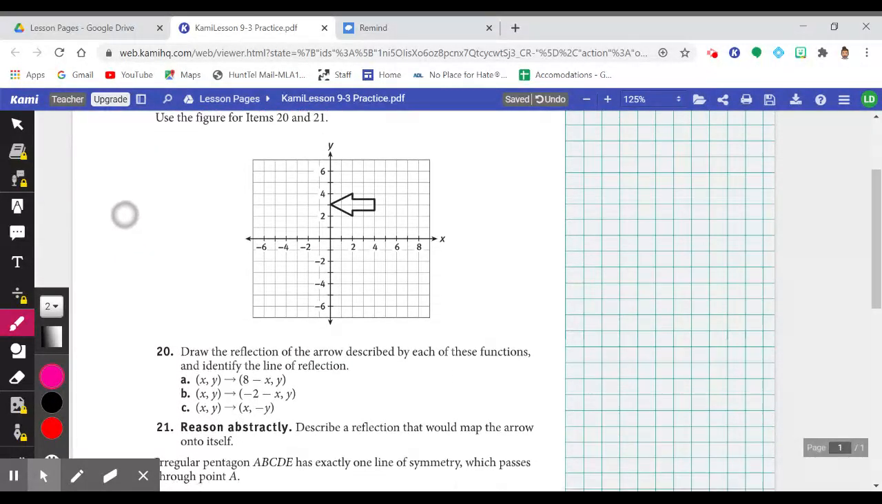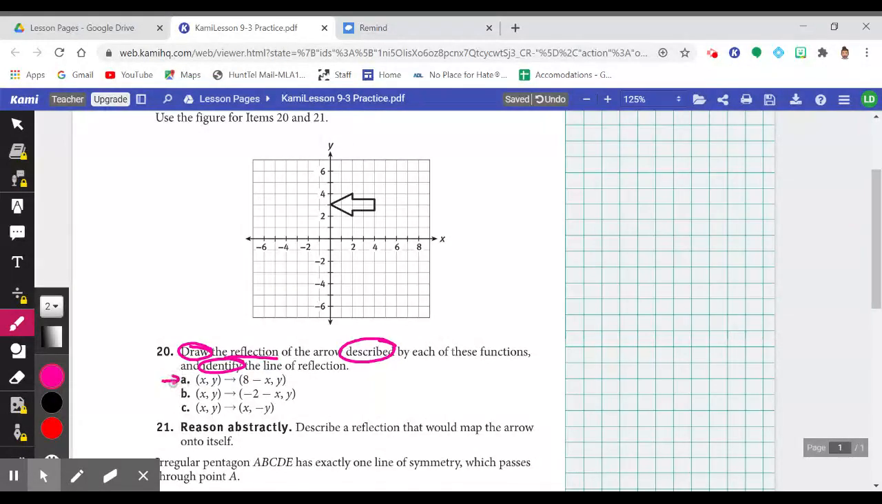So item 20, we're using this arrow that they've given to us on the coordinate plane, and it says, draw the reflection of the arrow described by each of these functions and identify the line of reflection. So we're going to do those two things: draw the reflection and identify the line of reflection.